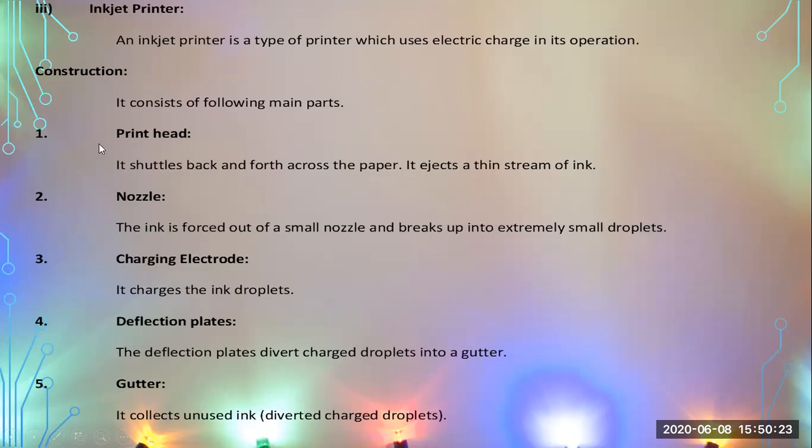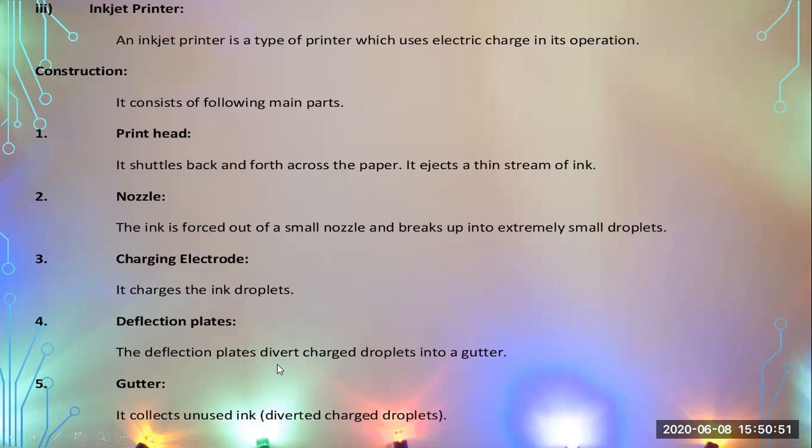What are the parts? Number one is the print head. Number two is the nozzle, through which the ink drop breaks up into smaller droplets. Number three is the charge electrodes. They charge the ink droplets. Why do they charge them? Because we don't need the unnecessary droplets. We need specific, selected droplets to reach the paper, and this is controlled with the help of computer programming.